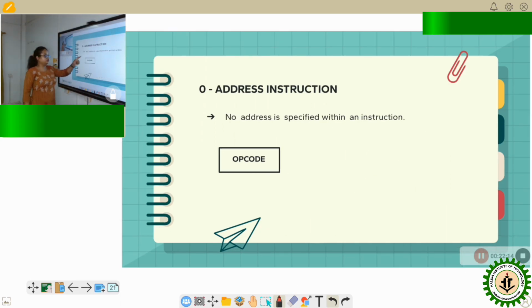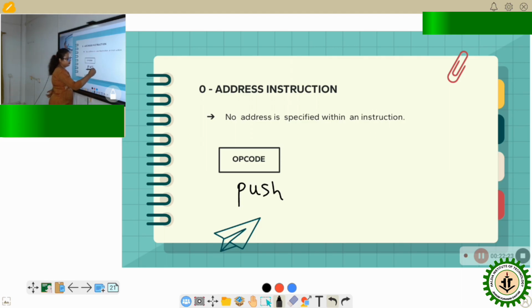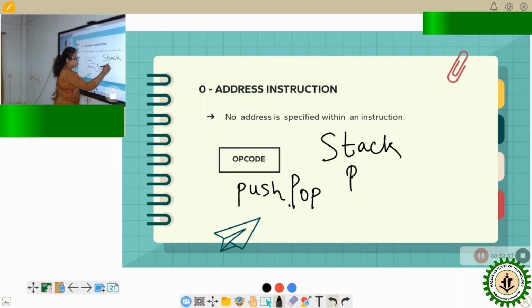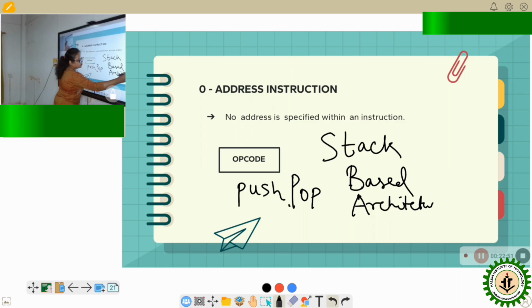Next is the zero address instruction. No address is specified within an instruction, only the opcode. In this process we have only push and pop. So this type of instruction is called stack based operation, stack based architecture.